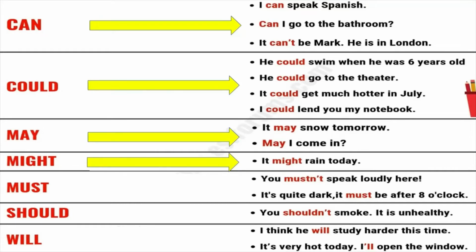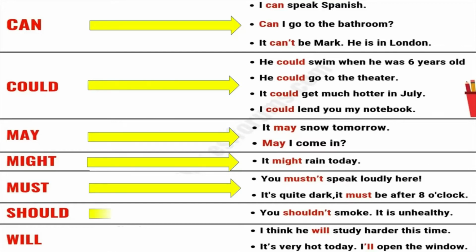What about must? Must means some kind of obligation, some kind of rule. You mustn't speak loudly here. So this is a hospital or a classroom and you're not supposed to speak loudly. It's quite dark. It must be after 8 o'clock. Again, it's a prediction. You're not looking at the clock, but you're looking at the surroundings and you're saying that it must be after 8 o'clock because it is quite dark.